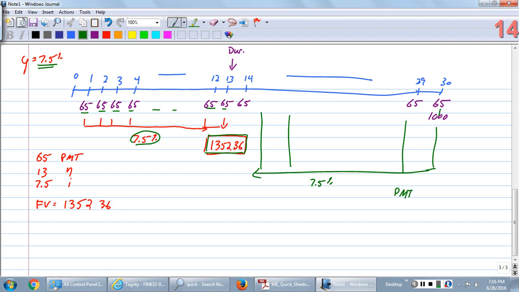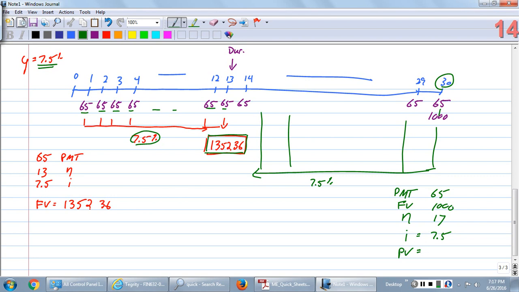This bond, whoever buys it, is going to receive $65 every period. They're going to receive $1,000 when the bond matures. There are 17 more years, because it was originally 30 years, wasn't it? And 13 years have gone by, so there's only 17 more years. Let's assume the interest rate remains at 7.5%. Let's see what your bond should be worth.